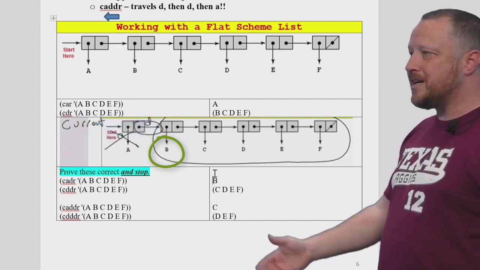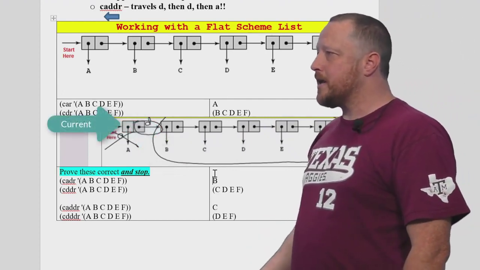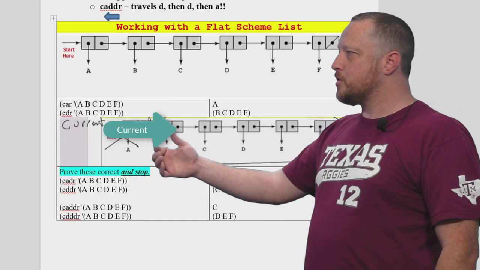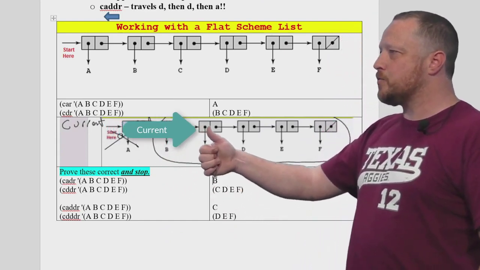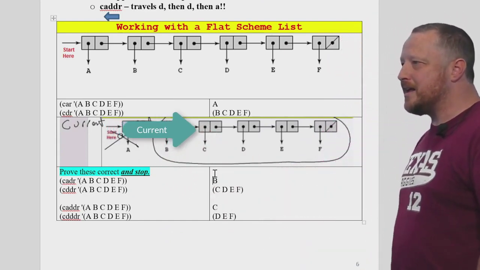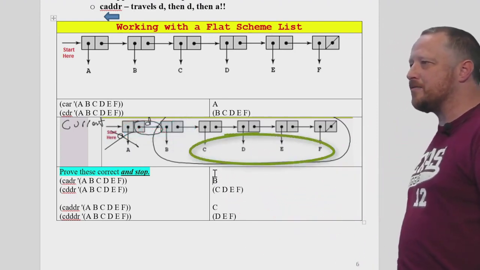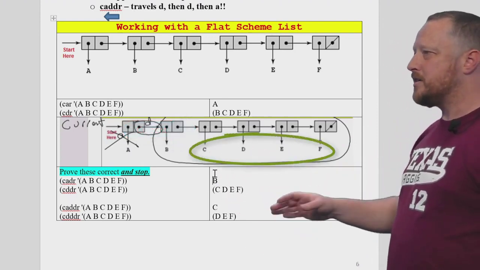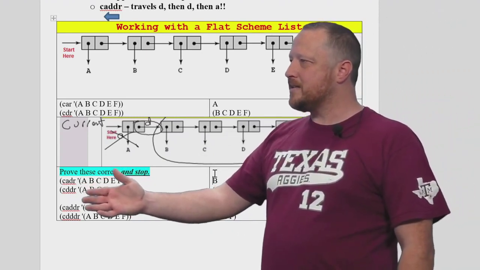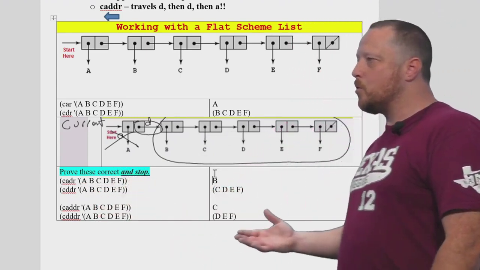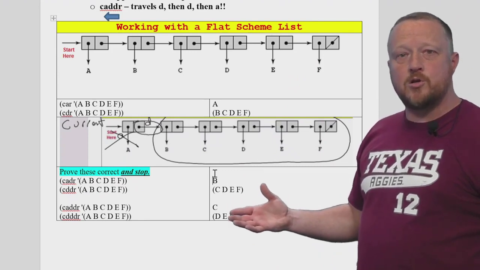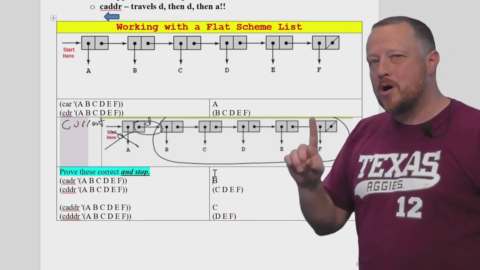So how about CDDR? Well, in this one, again, we're going to do D, so that moves us into the rest of the list. Then we're going to have another D, which would pop up right about there. And then, what is that? Notice that's going to be D, E, F. Now, also be careful: if you notice I don't have any A's in there at all, it's most likely going to return to you a list instead of just one atom.